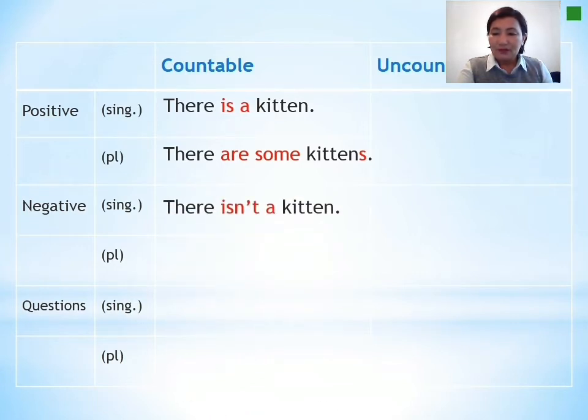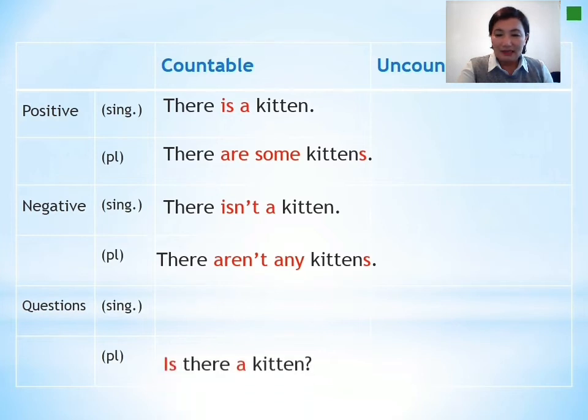Negative form. It is formed with the negative word not. There isn't a kitten. It is negative singular form. Isn't is is not. And the plural form, there aren't any kittens. Aren't is the shortened form of are not. And the kitten is in plural, and before kitten we put any. It is in negative plural form.